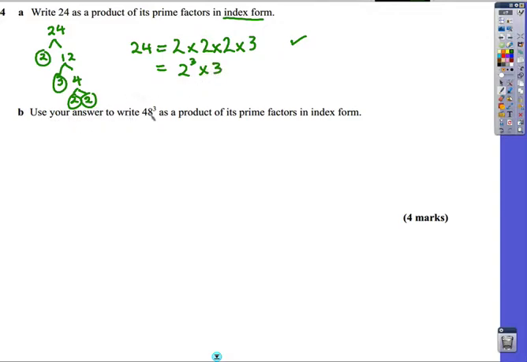Now, use your answer to write 48 cubed as a product of its prime factors in index form. Now, one of us did this really interestingly. I would say I was very proud to see their method of working out. What they did was this. They started to write down 48 as a product of prime factors. So they started with the prime factor tree. 48 is 2 times 24. Circle the prime. Now 24, we've already got the prime factor tree for 24. If you want to, you can still work it out. So I'm still going to write it here.